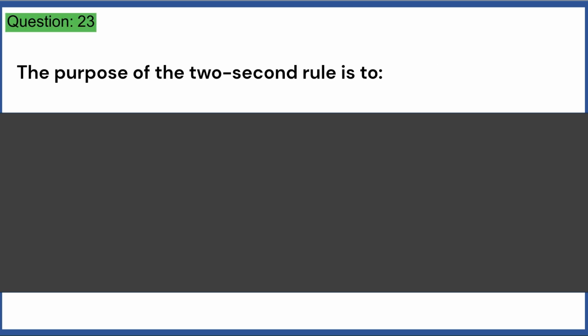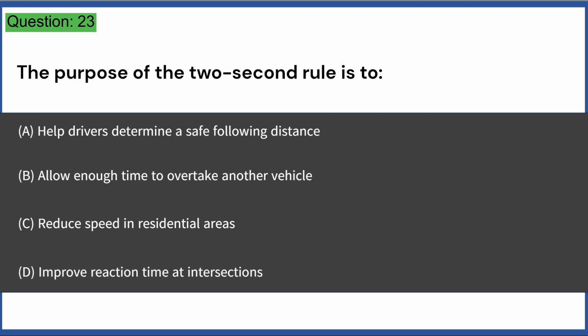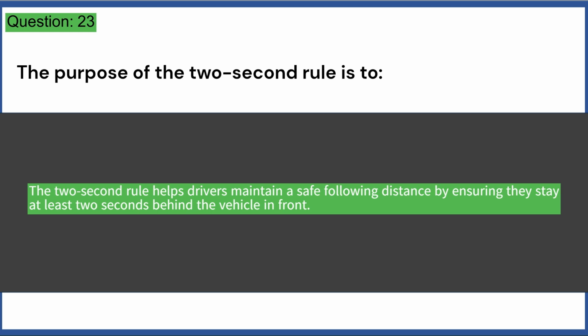The purpose of the 2-second rule is to: A. Help drivers determine a safe following distance. B. Allow enough time to overtake another vehicle. C. Reduce speed in residential areas. D. Improve reaction time at intersections. Answer: A. The 2-second rule helps drivers maintain a safe following distance by ensuring they stay at least 2 seconds behind the vehicle in front.